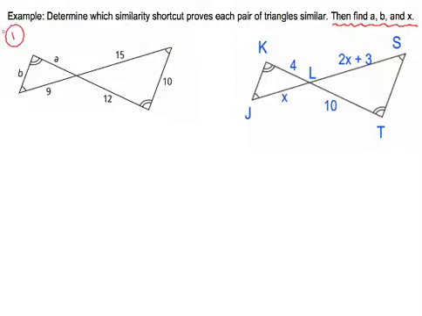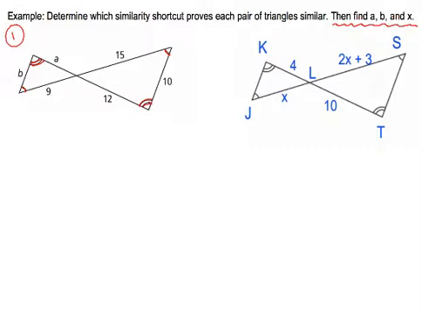Which similarity shortcut proves each pair of triangles are similar? Well, let's look at the information we're given. In the first example, I notice I have some angle markings. This angle is congruent to this angle here. This angle with the double lines is congruent to this angle here. So I have two pairs of congruent angles.